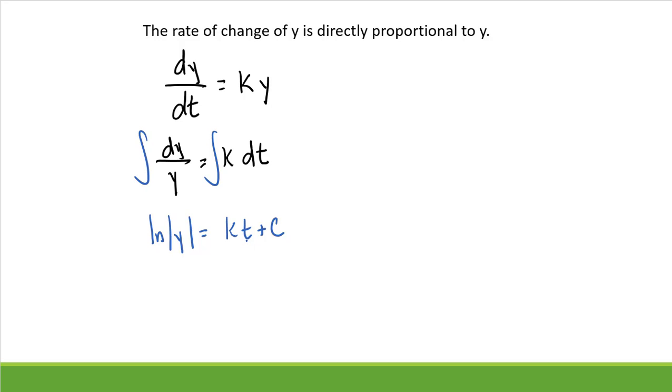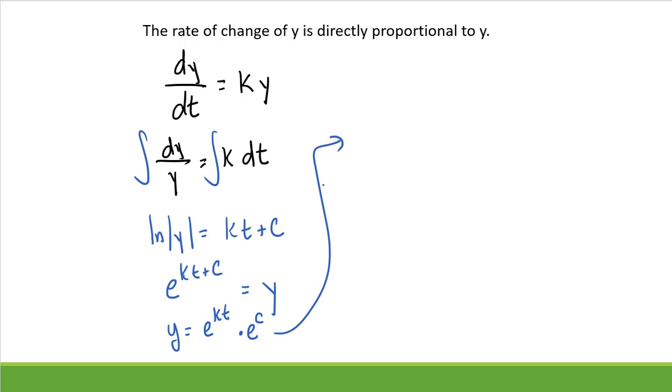So I'm going to write this as e to the kt plus c is equal to y. So I'm assuming that y is positive in this case. Remembering what we just talked about, same base, add the exponents. So this becomes C e to the kt. That should look familiar. Doesn't that look familiar from exponential growth models? So that's how we get this equation for exponential growth models.